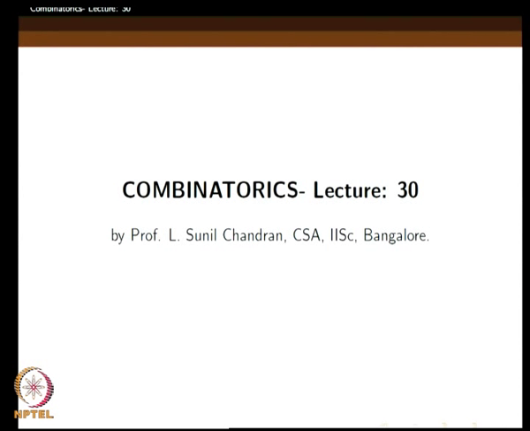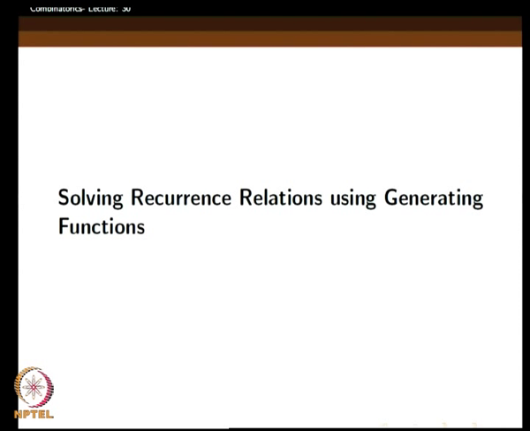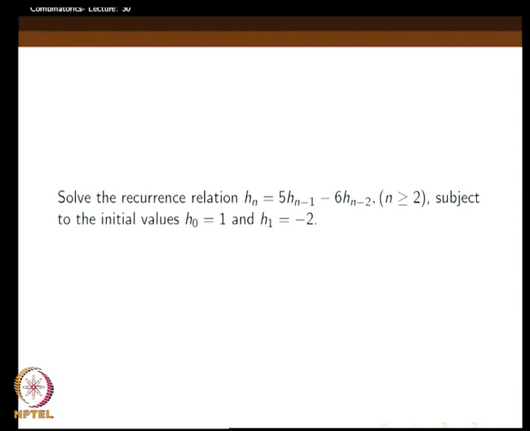Welcome to the 30th lecture of combinatorics. In the last class, we had started discussing the technique of solving recurrence relations using generating functions. So, we start with an example. This is the example we are considering.